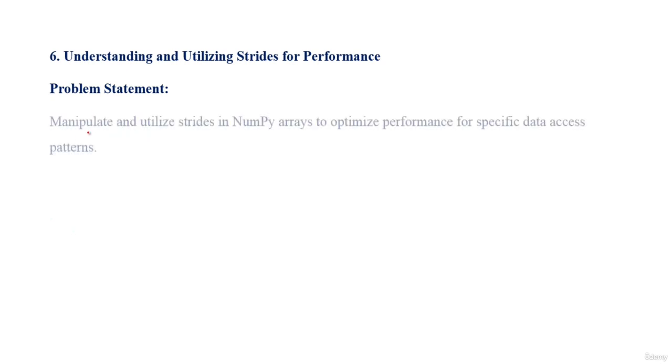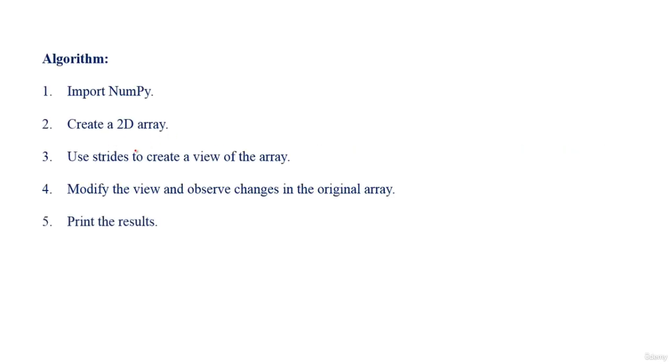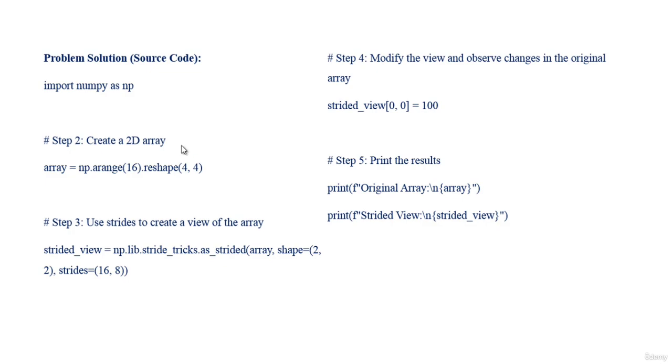The last problem statement is to manipulate and utilize strides in NumPy arrays to optimize performance for specific data access patterns. How you can manipulate and utilize strides. Skills required, instructions, and the algorithm you need to follow. First of all, import NumPy, create a two-dimensional array, use strides to create a view of the array, and then modify the view and observe changes in the original array. This is actually a solution. You can analyze its output when you take this source code in Visual Studio Code. If you face any problem, you can message me directly.